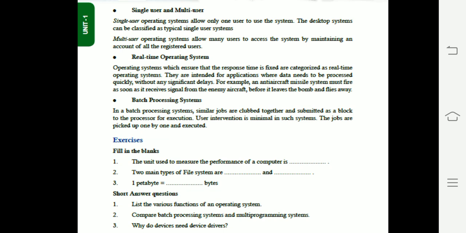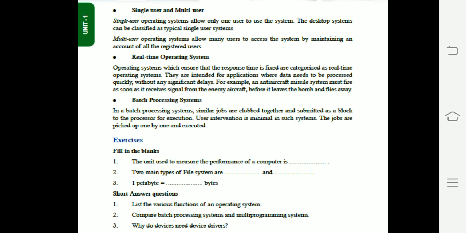Wherever your account is accessed, it is automatically updated. An operating system which ensures that the response time is fixed is categorized as a real-time operating system. As soon as you make a change, it is updated everywhere. That is known as a real-time operating system.